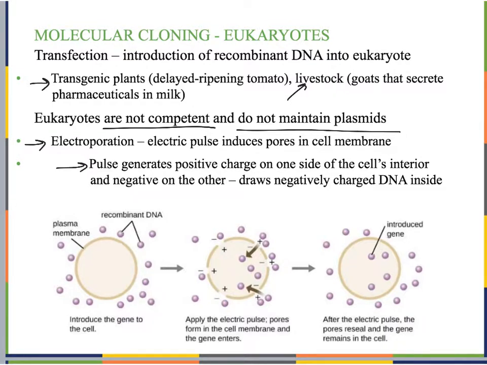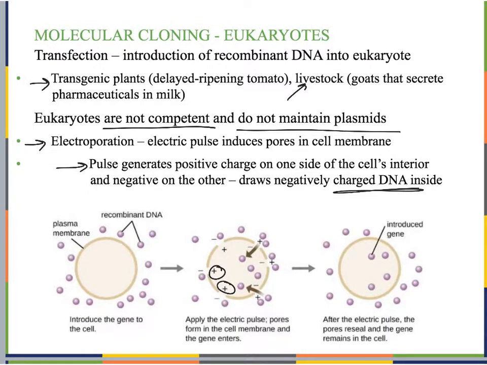So this pulse is going to not only create pores, it also is going to generate a positive charge on one side of the cell. You can see that here. And on the cell's interior, and then negative on the other side. And so what happens is DNA is negative, right? So DNA, the charge is negative. If we make the inside of the cell positive, then our negatively charged DNA wants to go to the positively charged area, and so then that's going to allow the cell to bring the DNA into it.